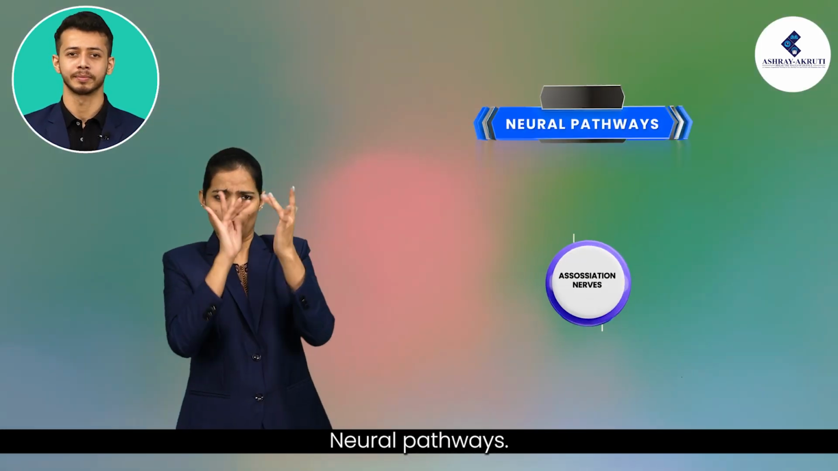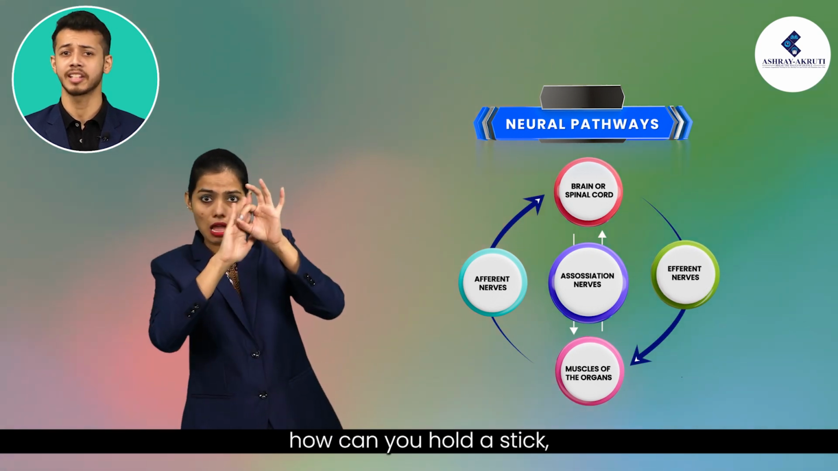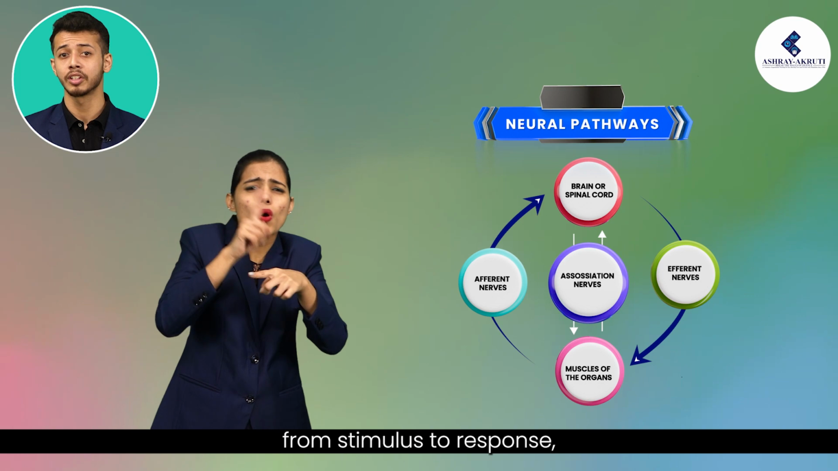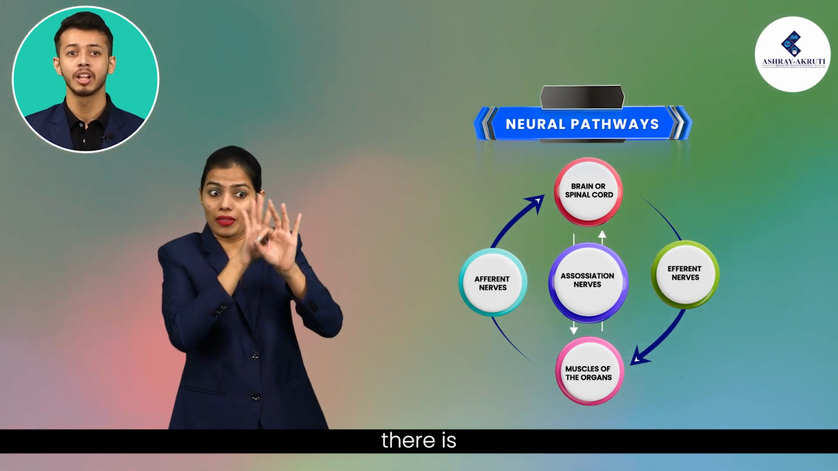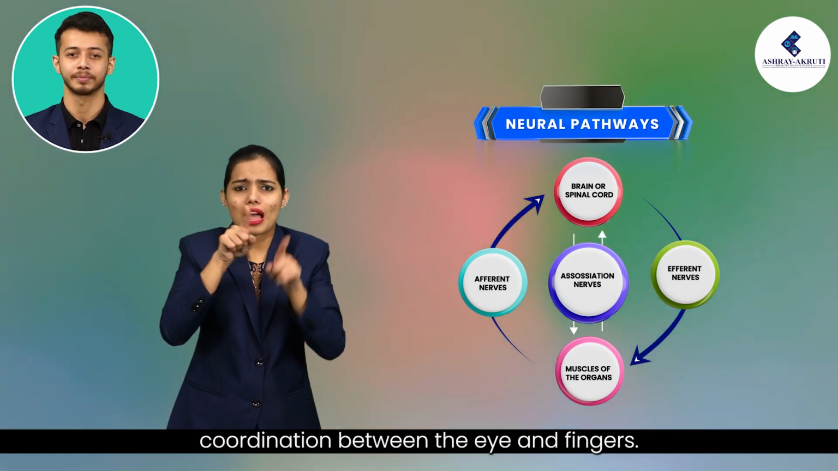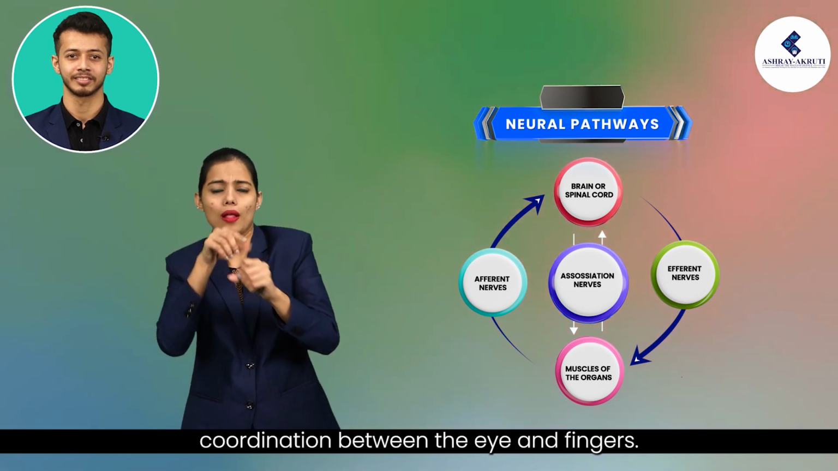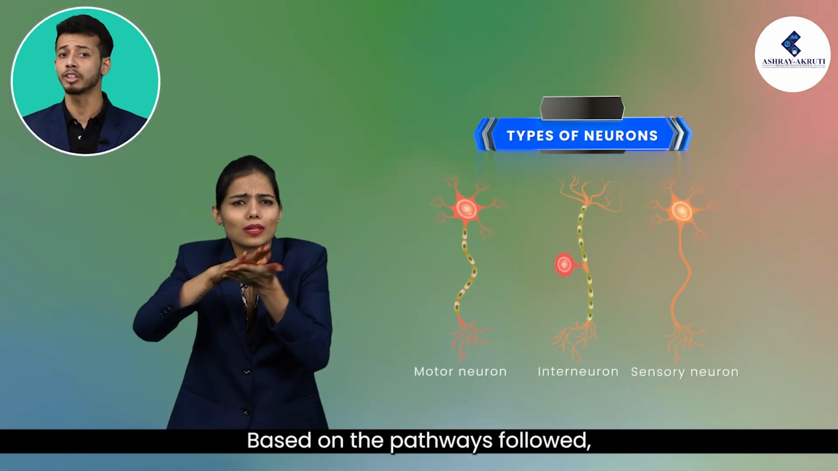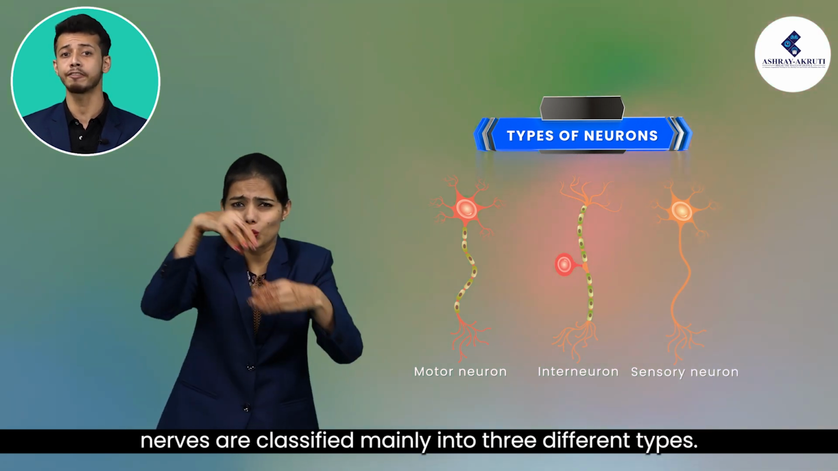Neural pathways. Observe how you can hold a stick, from stimulus to response. There is coordination between the eye and fingers. Based on the pathways followed, nerves are classified mainly into three different types.